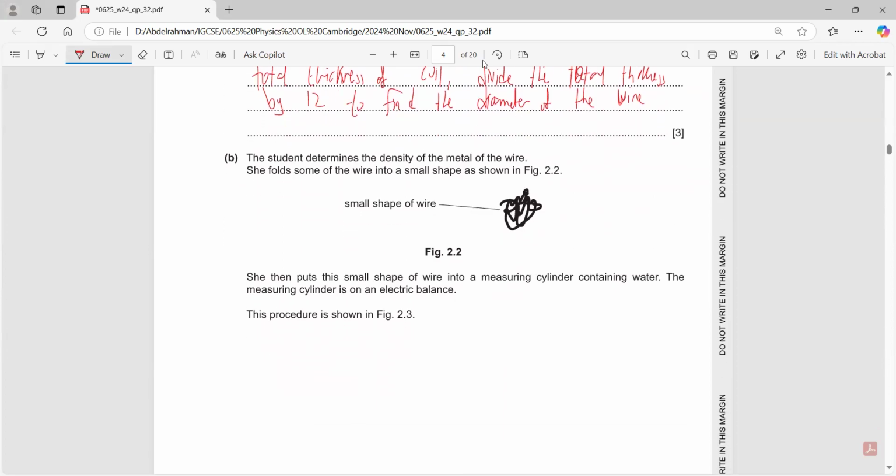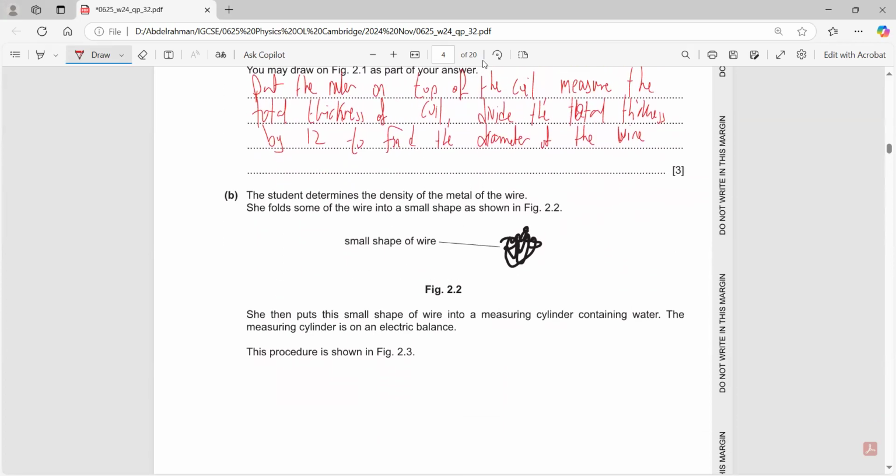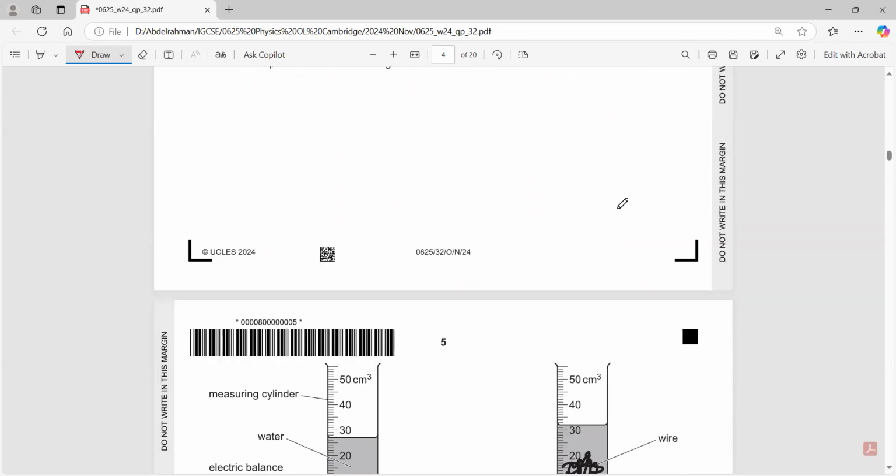A student determines the density of a metal wire. She folds some of the wire into a small shape as shown in figure 2.2. She then puts the small shape into a measuring cylinder containing water. The measuring cylinder is on an electric balance. The procedure is shown in 2.3.